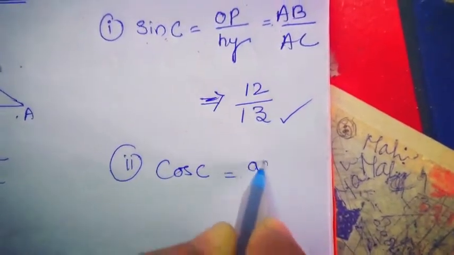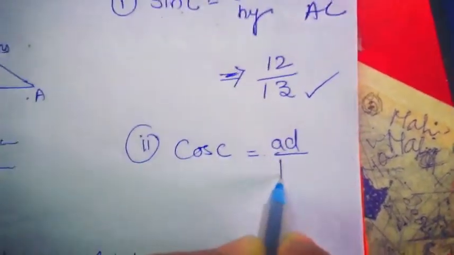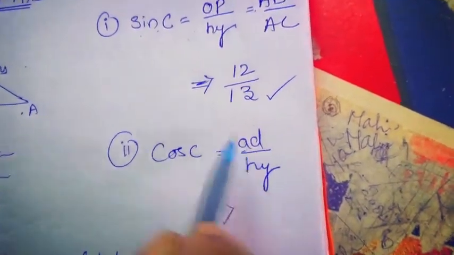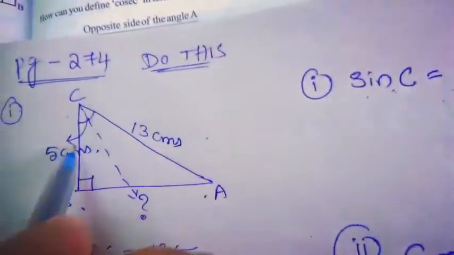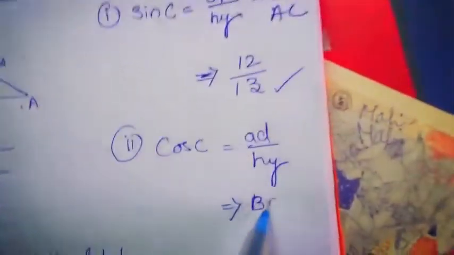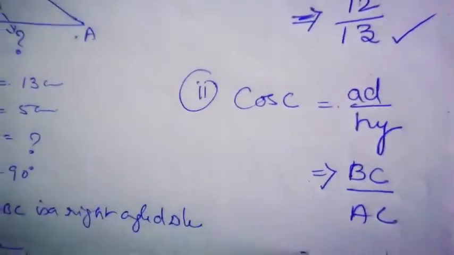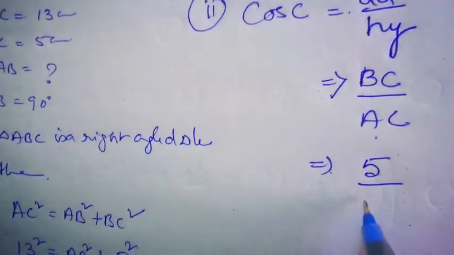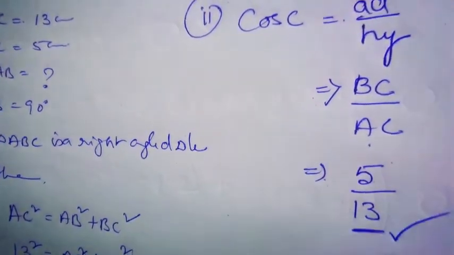So the second one is cos C. That is nothing but the length of the adjacent side by hypotenuse. That is equal to, what is the adjacent side for C? That is BC. Okay, BC by AC. That implies BC is 5 by AC is 13. That's it. Here we have the value.